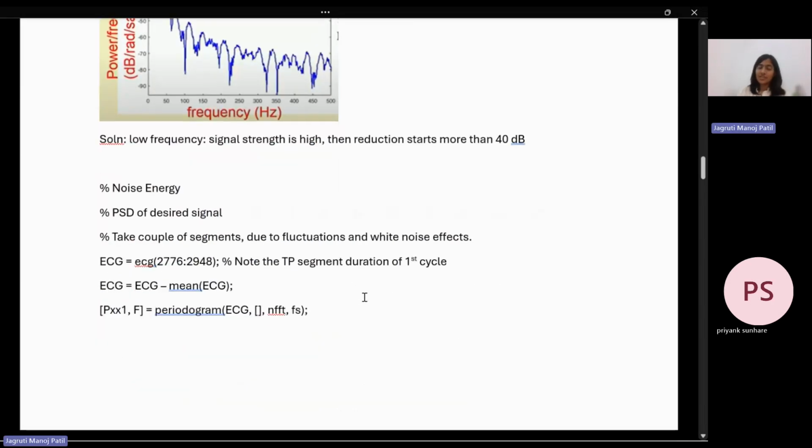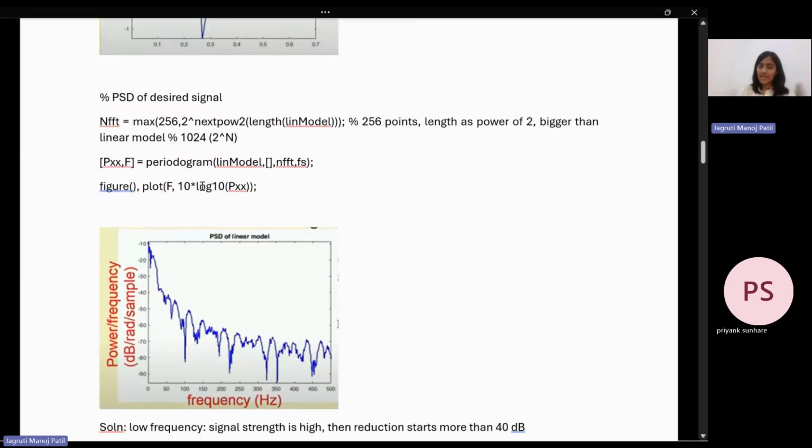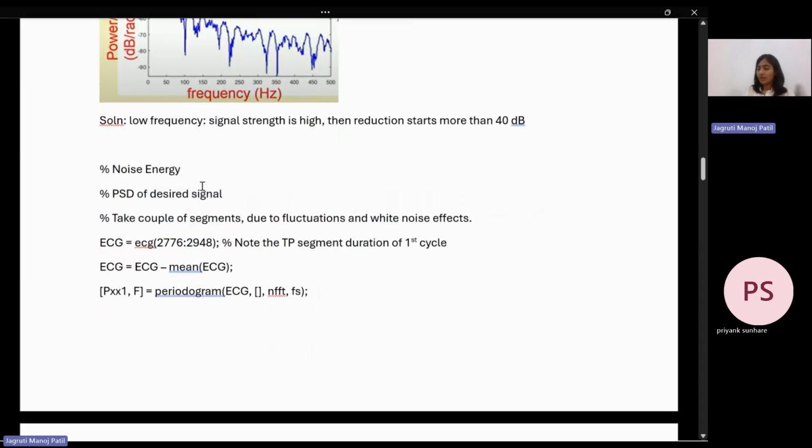The noise energy. So now we made our piecewise linear model. We computed the periodogram of the desired signal. Now we need to compute the periodogram of our noise signal. So we take another template, and it's the same process: we subtract the mean of the ECG signal and take the periodogram of it.